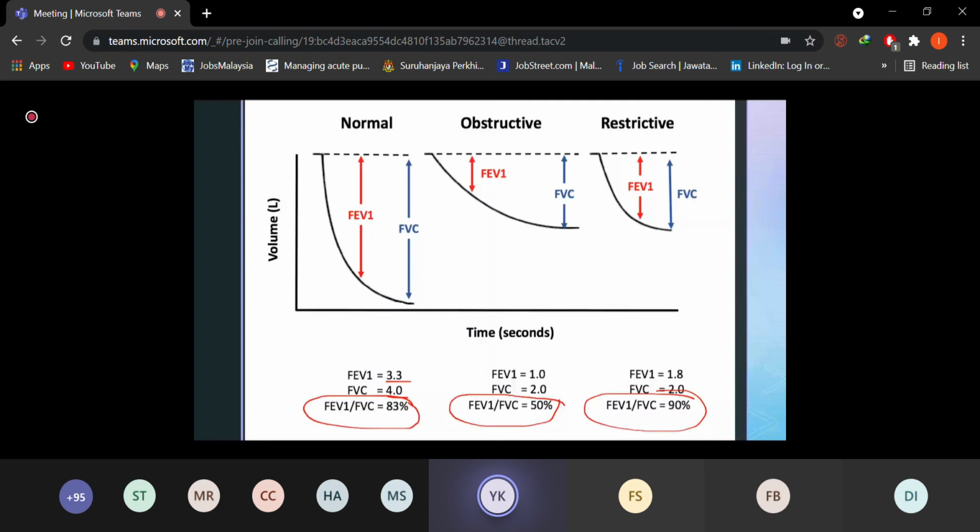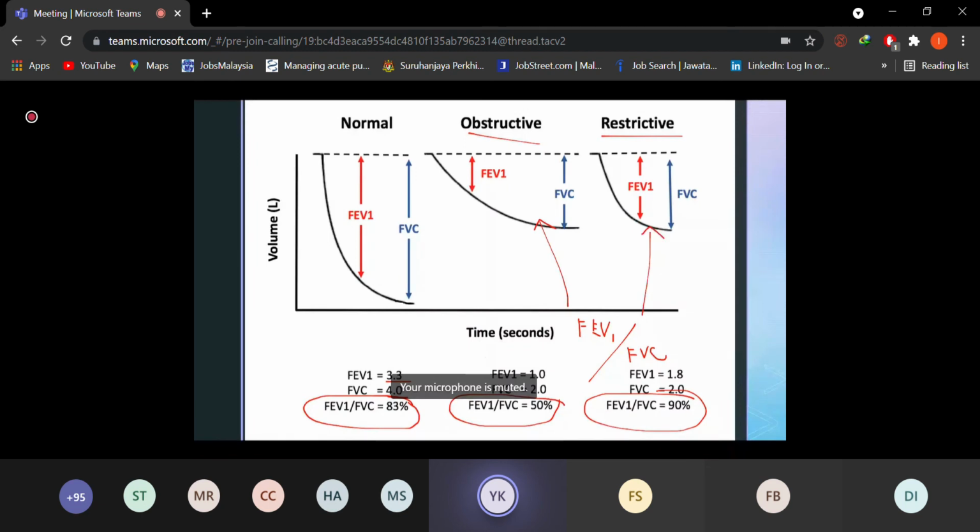It means that first you determine FEV1. If FEV1 is normal, then it's normal. If FEV1 is abnormal, either obstructive or restrictive, then in order to differentiate these two, you divide by FVC. If this ratio is low, then it is obstructive. If this ratio is normal, then it is restrictive.